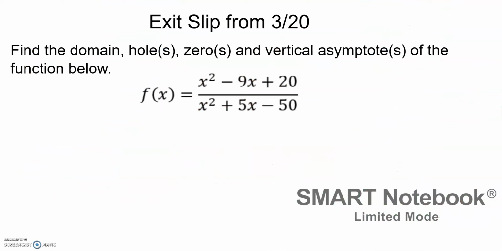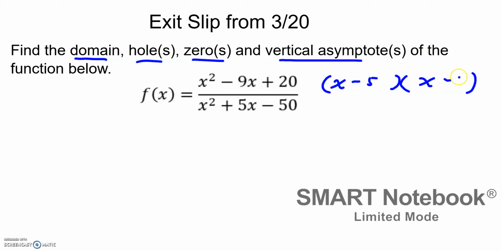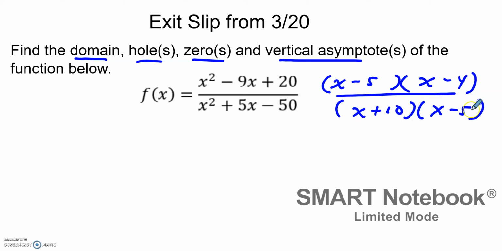Next, I'd like to go over the remaining Exaslip questions for some mixed review. For this question on the Exaslip, I asked you to find these following things. And to find all of these, the first thing I would suggest is to always factor. So the top becomes x minus 5, x minus 4. The bottom becomes x plus 10, x minus 5. And I would highly suggest always finding the domain of your function first, because this is the only one that you find without crossing anything out.